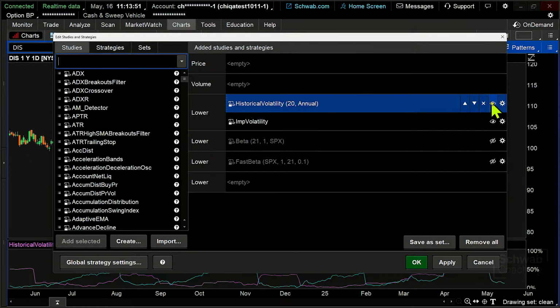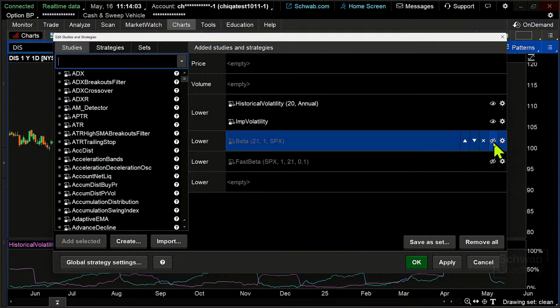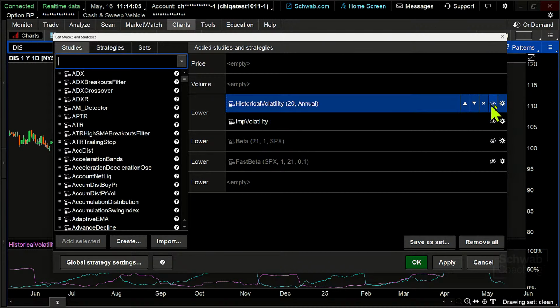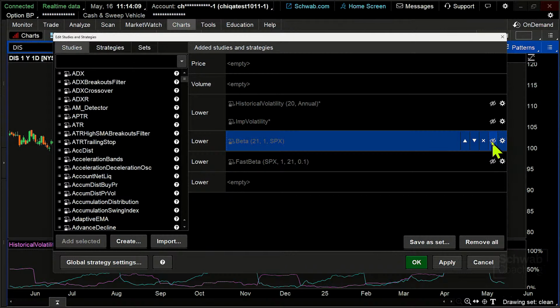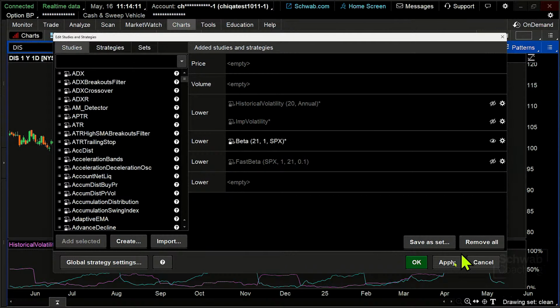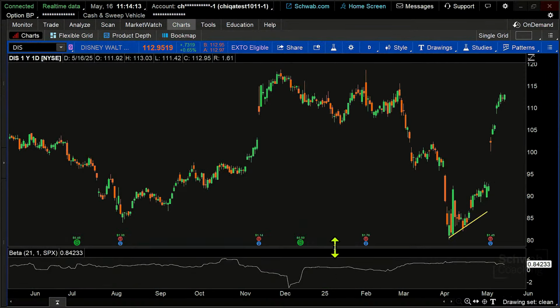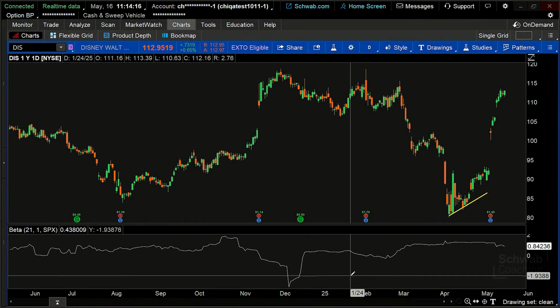This is so great. This little tool right here on the Flask icon, where you go to edit studies and strategies, lets you close the eyeball and take one of those studies off so it's not shown. And then when you want to show it, you can turn that on. So I'm going to turn historical and implied volatility off, but I'm going to turn on beta. I'm going to click apply and OK. And now the only thing I have down here is beta.